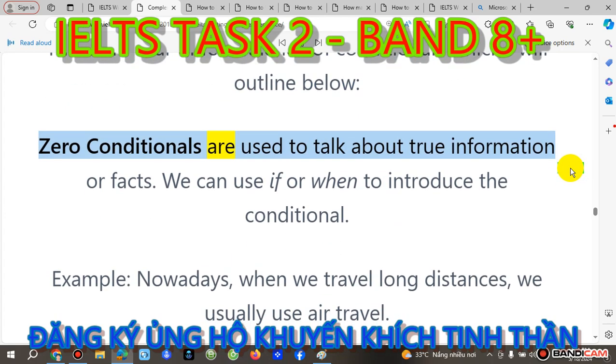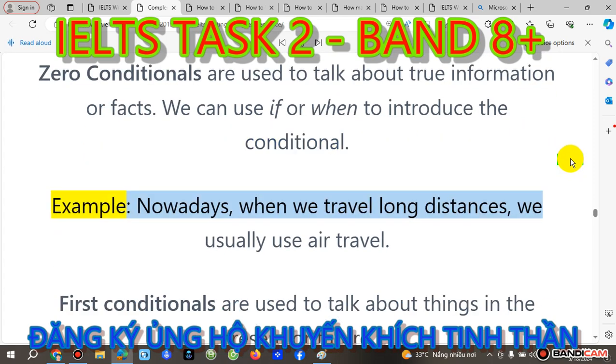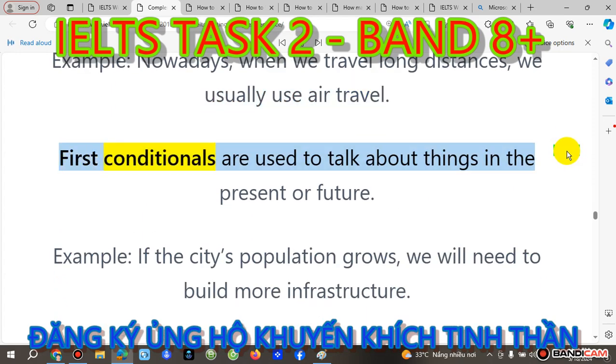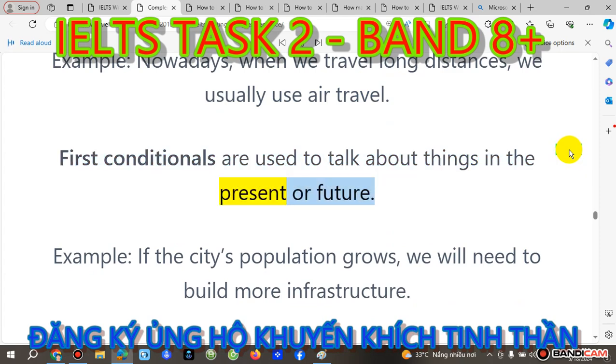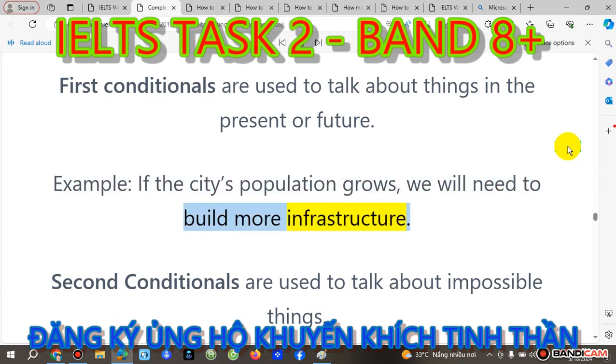Zero conditionals are used to talk about true information or facts. We can use if or when to introduce the conditional. Example, nowadays, when we travel long distances, we usually use air travel. First conditionals are used to talk about things in the present or future. Example, if the city's population grows, we will need to build more infrastructure.